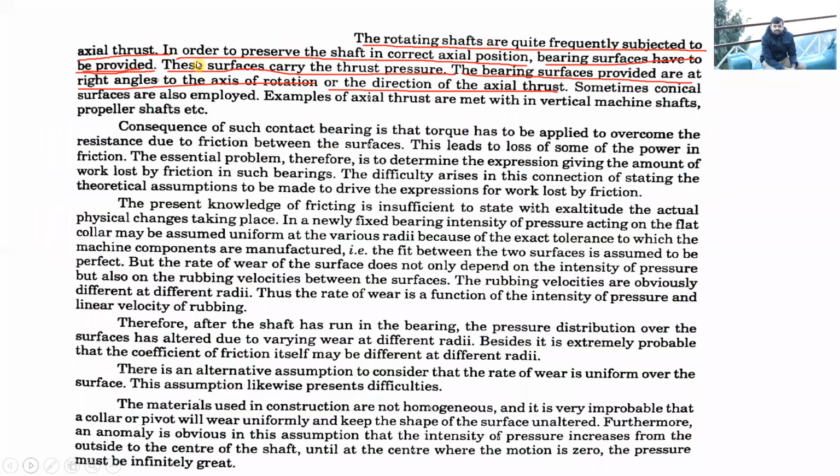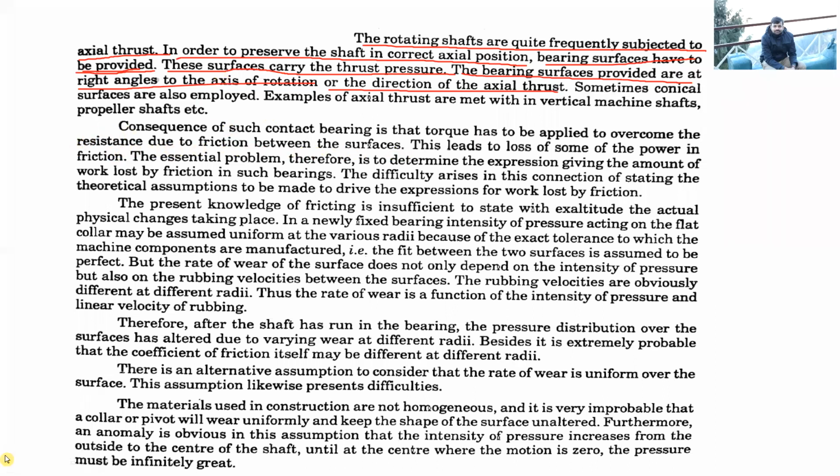Sometimes conical surfaces are also employed. This we already saw. For example, axial thrusts are met within vertical machine shafts, propeller shafts, etc. Now, a consequence of such contact bearings is that torque has to be applied to overcome the resistance due to friction between the surfaces.